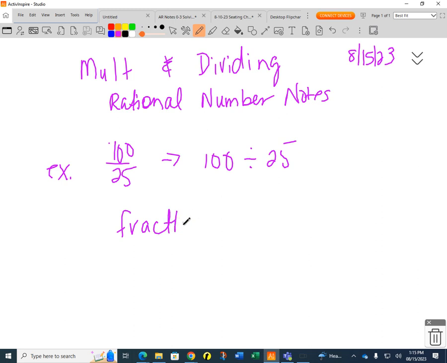So to get credit for your notes, you can write everything that I'm writing. The fraction bar is the division symbol.